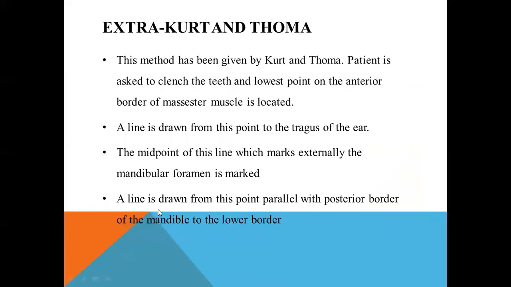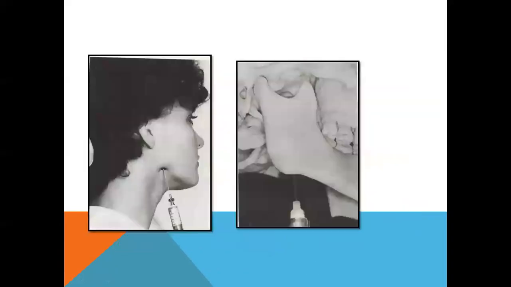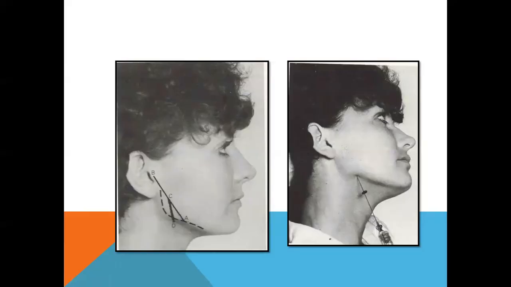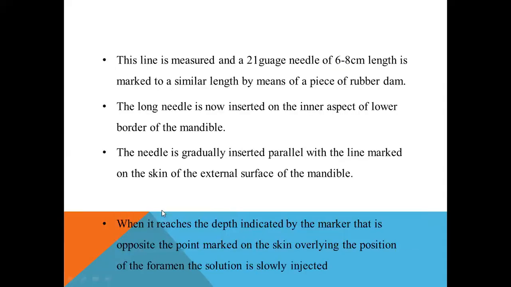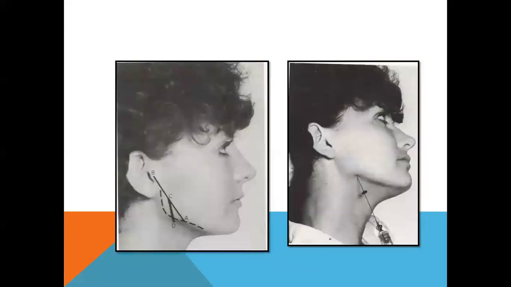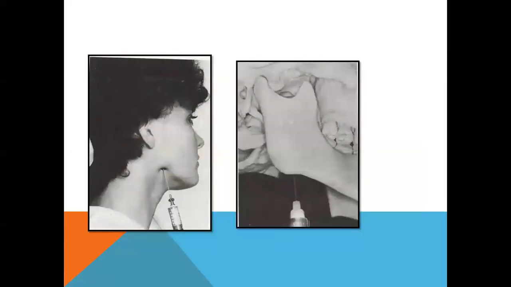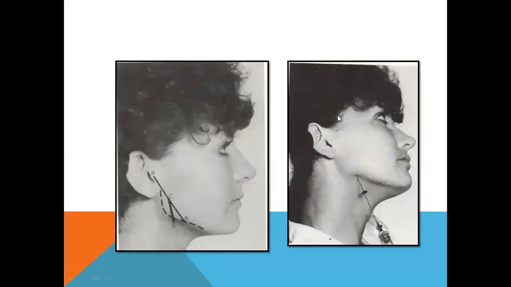So this is a picture. This wording states that the line is drawn from the point parallel with the posterior border of the mandible. So you have to draw a line parallel with the posterior border of the mandible. Once you have drawn the line, the needle is inserted parallel with this line. This picture shows that you have to insert the needle parallel to this line extraorally.